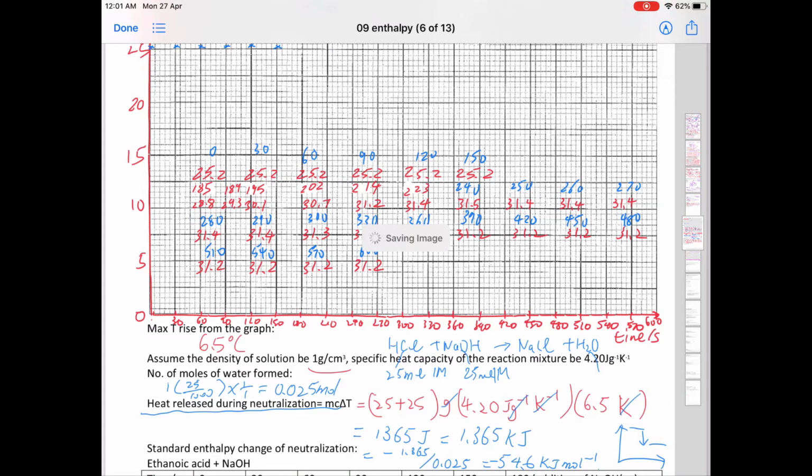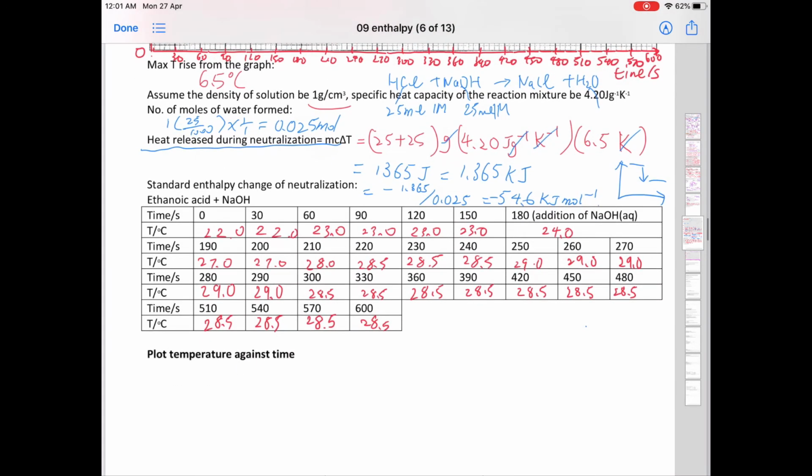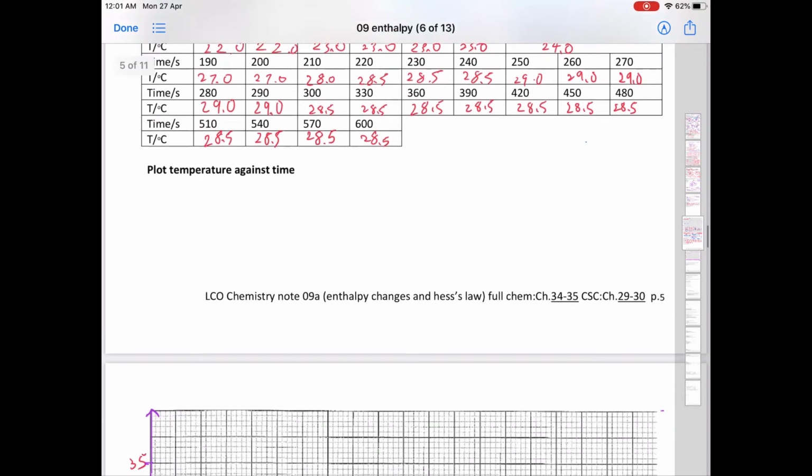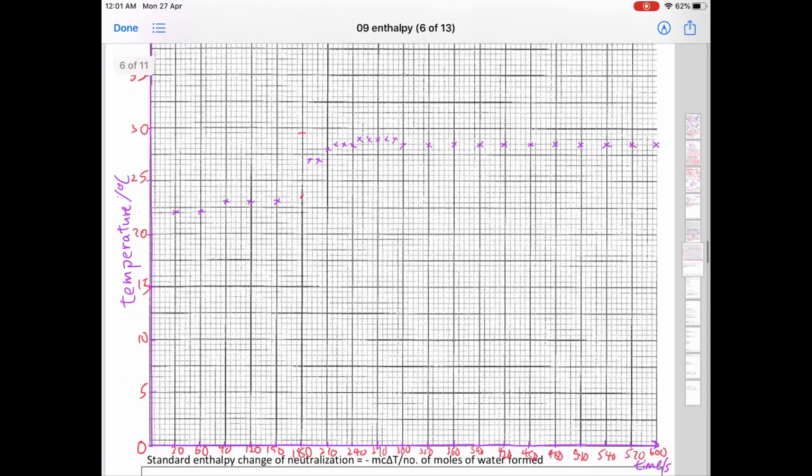And then the second part of this experiment is to see the neutralization of another acid with NaOH, to see if we can get a similar result or a different result. This time we will use ethanoic acid, a weak acid, to react with NaOH, and the corresponding data is like this. Plot it first by yourself, and then see if your result matches mine. Let's move on. Similarly, you can get a graph somehow like this. The vertical axis is temperature, the horizontal x-axis is time per second, and then just the data points. Is it okay?